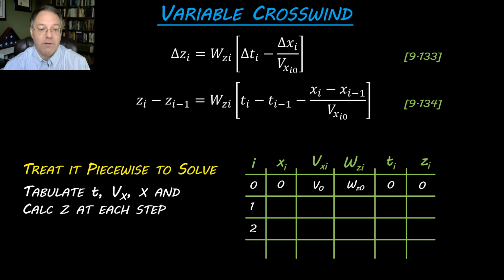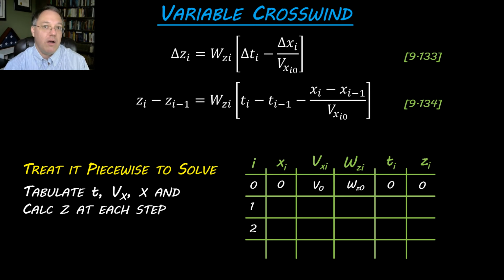So we've got an interval from 0 to 1, and we already know our initial conditions, right? When we start out at i equals 0, our x position is 0, our velocity is just the muzzle velocity, and wind will be whatever's given to us at the start. Time is 0, and our deflection is 0. But then we're going to start filling in the chart, and that'll be based on the information.